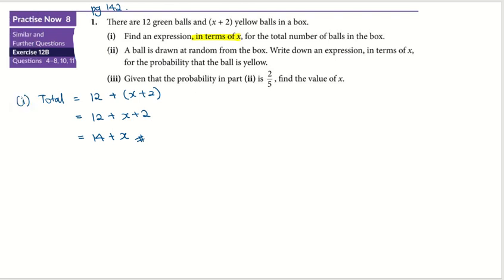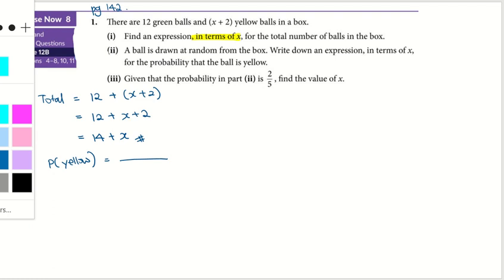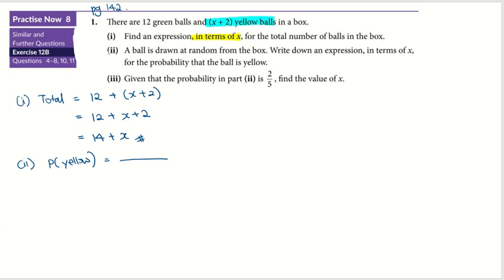Part 2. A ball is drawn at random from the box. Write down an expression in terms of x for the probability that the ball is yellow. So now I want to talk about the probability that it is going to be a yellow ball. Which means I need to put my event, the yellow balls, at the top of my fraction, right? The number of favorable outcomes is the number of yellow balls, so I'm going to put my x plus 2 at the top and the total outcomes at the bottom, which is 14 plus x. Full stop. Nothing to simplify.